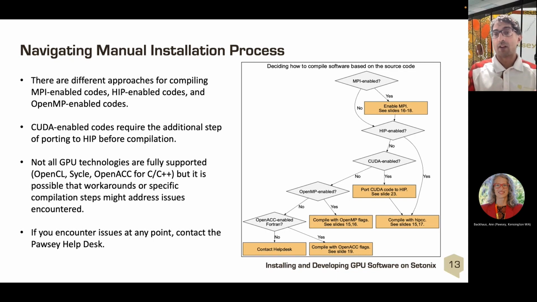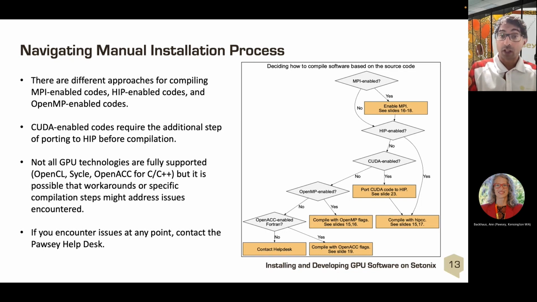Then it becomes pragma directives. Pragma directives like OpenMP and OpenACC do not need explicit porting. So if you have codes that use OpenMP or OpenACC to offload, it's possible there may not be any sort of explicit porting required, but there are steps to take, particularly to do with compilation flags.